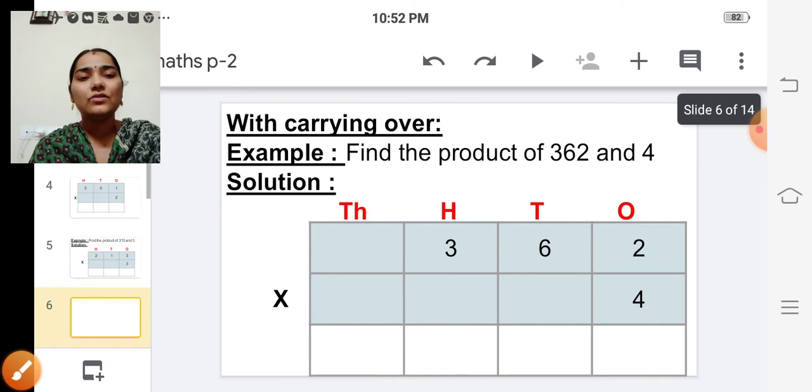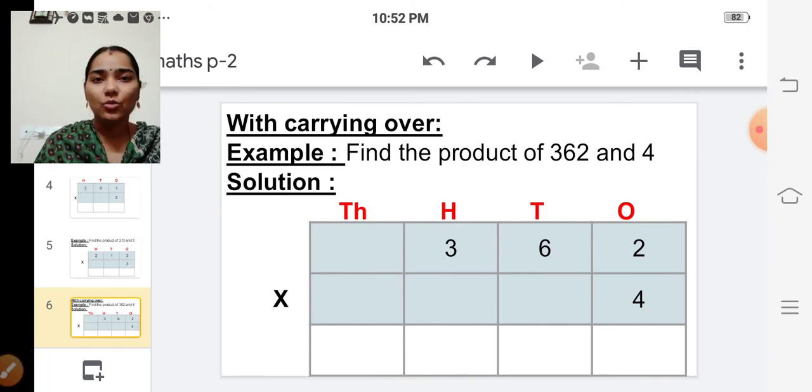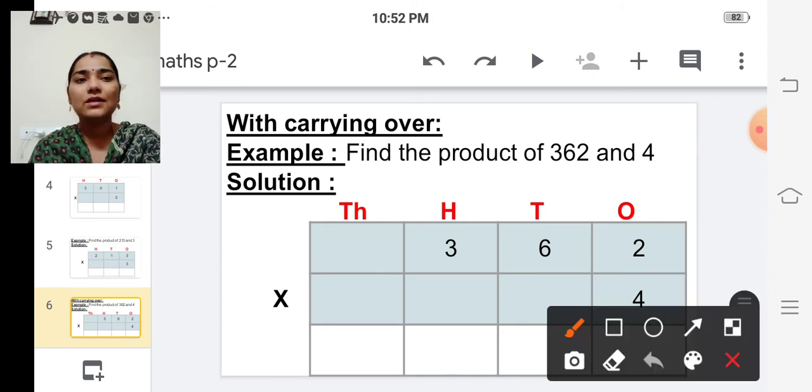Yes. So, next one is with carryover. In the answer, we may get 2-digit numbers, isn't it? So, see the first example. Find the product of 362 and 4. So, first we have to start from which place?